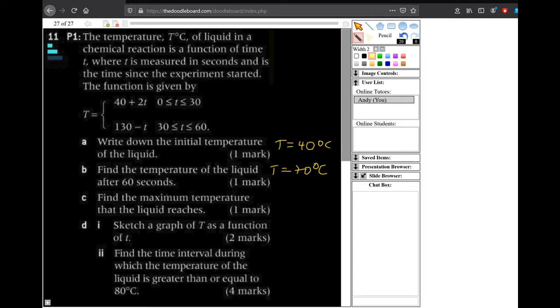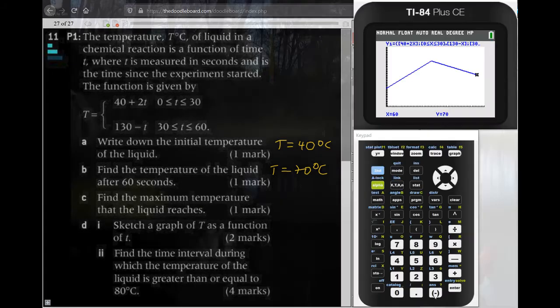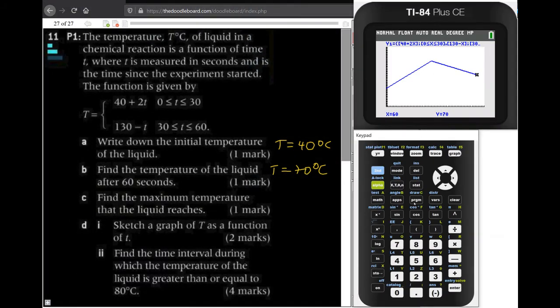Okay, then it says find the maximum temperature that the liquid reaches. So here I can now do a maximum function. So I can do second, calc, and then maximum, which is number 4. And I just need to choose my bounds. So my left bound, where is my cursor? There it is, it's way over there. So let me move it all the way back so it's on the left hand side of the peak.